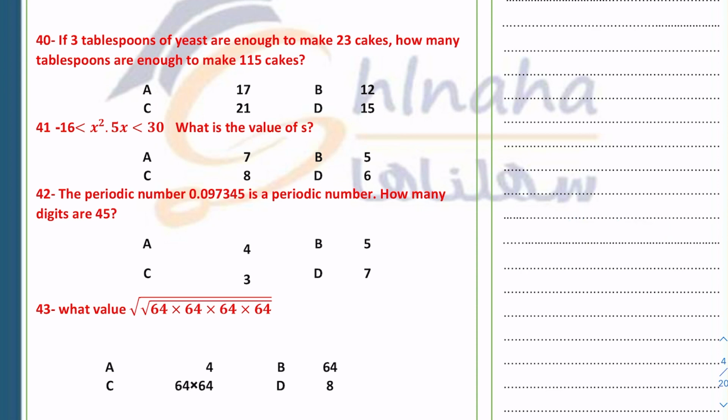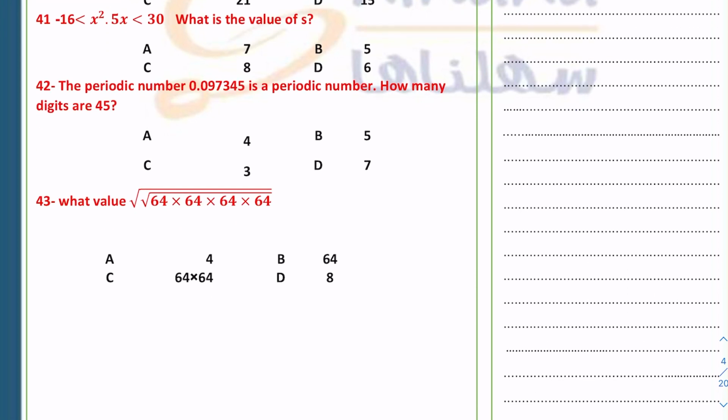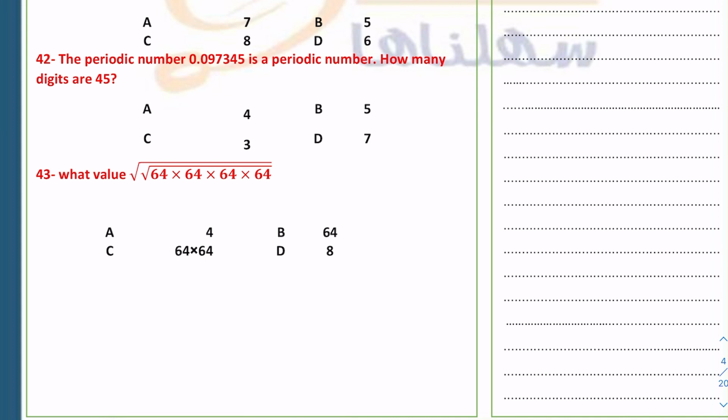Question number 42. In the repeating decimal number 0.097345, which digit will be number 45? How many digits do we have here? I will not count this 0. I will count from here: 1, 2, 3, 4, 5, 6. So I will divide 45 by 6.